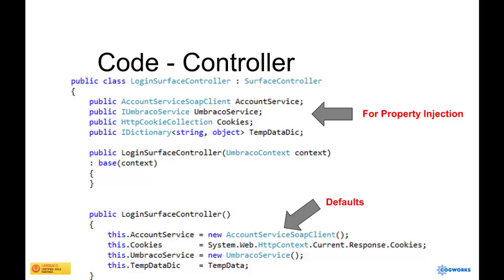So in this case, we're going to use property injection. This is not necessarily the best way to do it, so don't shoot me. I've just got some public properties, which is the account service, the Umbraco service, the cookies collection, and the temp data. And you've got a default constructor, which sets the defaults, and then the other constructor, which does nothing. And I'll get to that in a second.